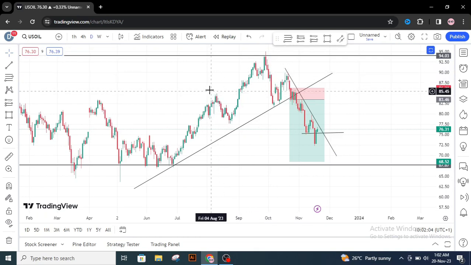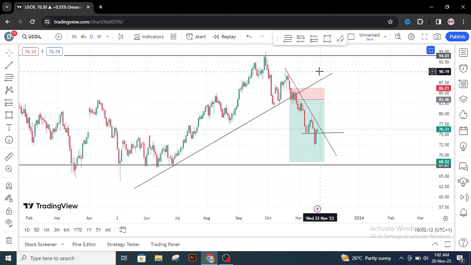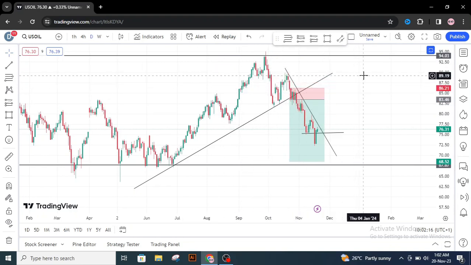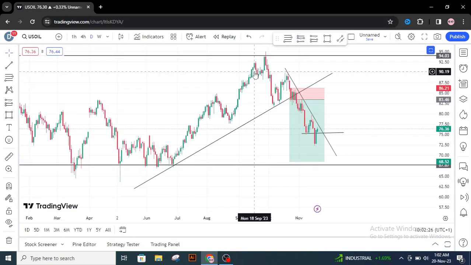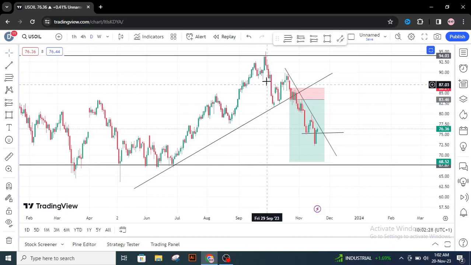Now, you may be wondering, oh, it's not balanced. Yes, it doesn't necessarily have to be balanced. Sometimes one will be higher than the other, so it doesn't matter. It's not going to be perfect. All right, so as soon as I see this, it tells me that the market is struggling to push forward. However, I don't just take this trade.